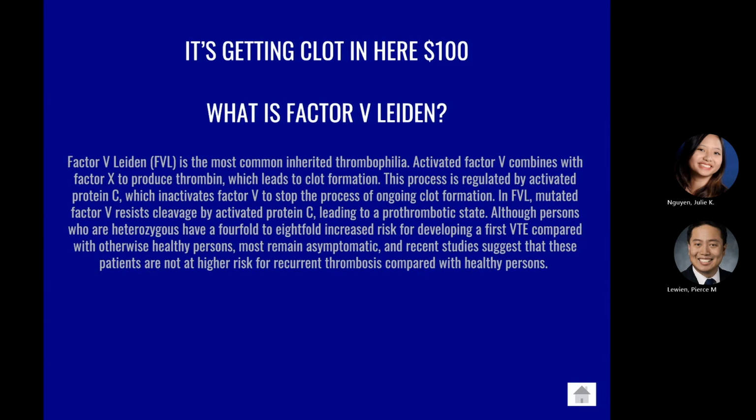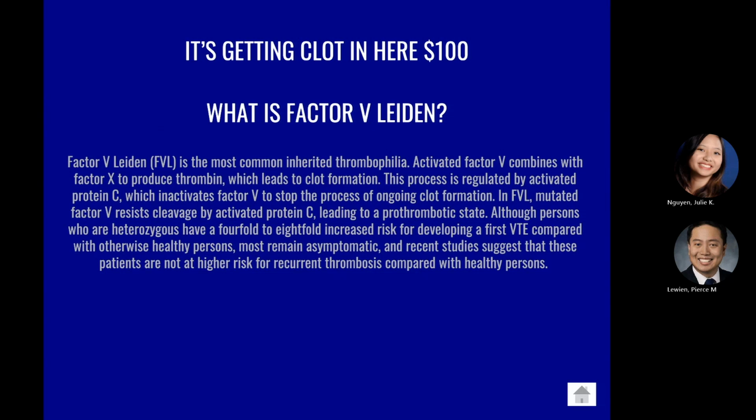In a normal human being, factor 5 acts as a procoagulant. And to maintain the equilibrium of hemostasis, activated protein C inhibits it. In this mutation, factor 5 becomes resistant to that inhibition from protein C. So these patients actually have a very high prothrombotic state from that. Most of the people that we see are heterozygous, and they would have a 4 to 8-fold increased risk of developing their first VTE as compared to other people who do not have this mutation. And many of them would remain asymptomatic as well.